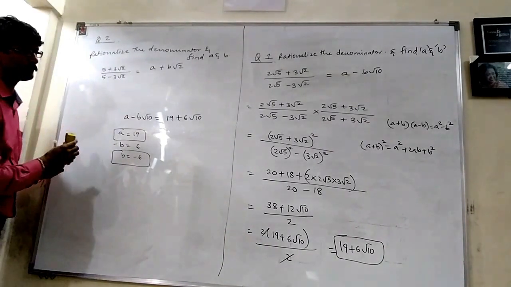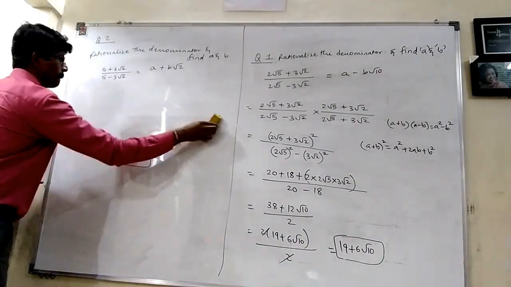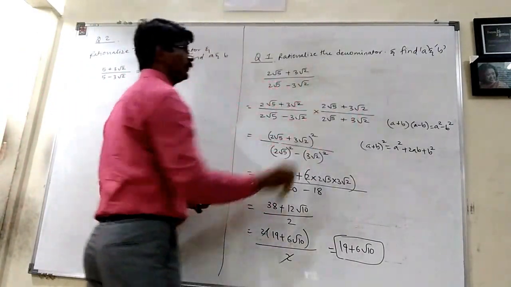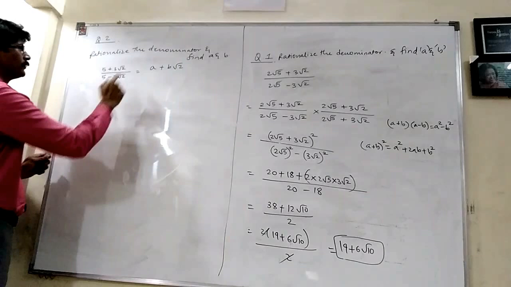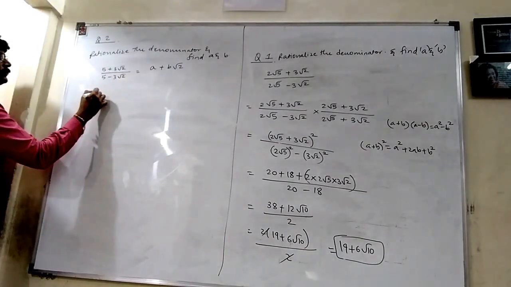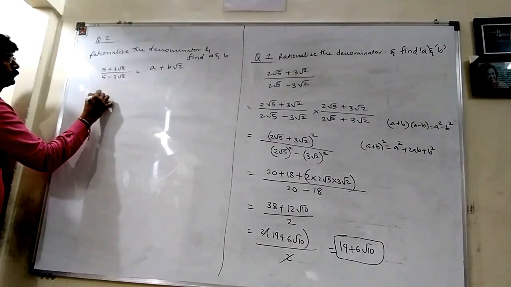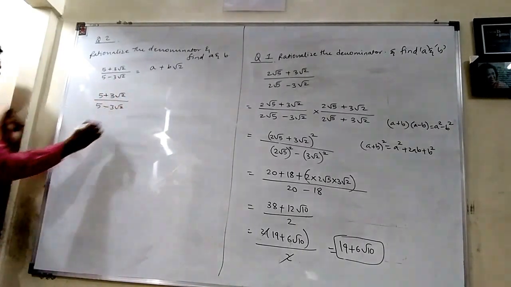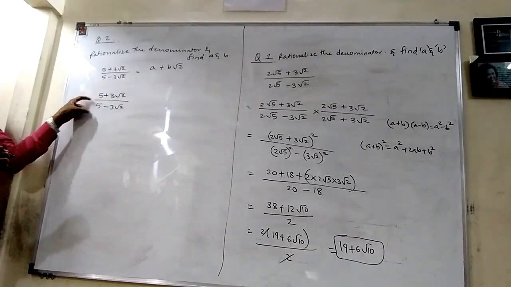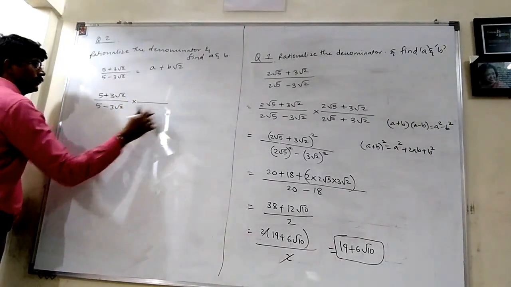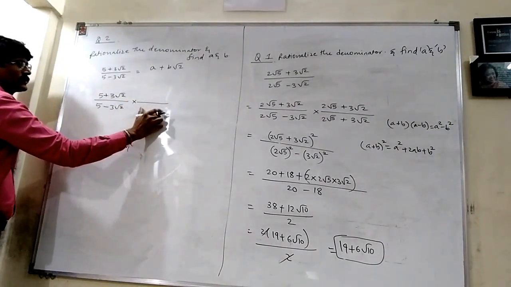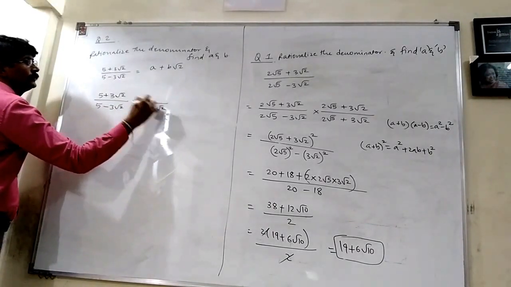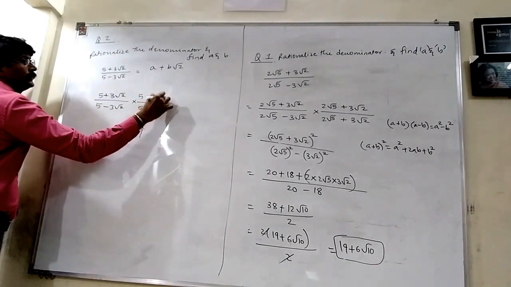I'm just clearing this part of the sum at the moment, and then I will teach you how to do this one. So what is the basics here? We take 5 plus 3 root 2 upon 5 minus 3 root 2. Copy the LHS as it is. Now what should I do? I should rationalize the denominator. That means we will multiply this with 5 plus 3 root 2, 5 plus 3 root 2.